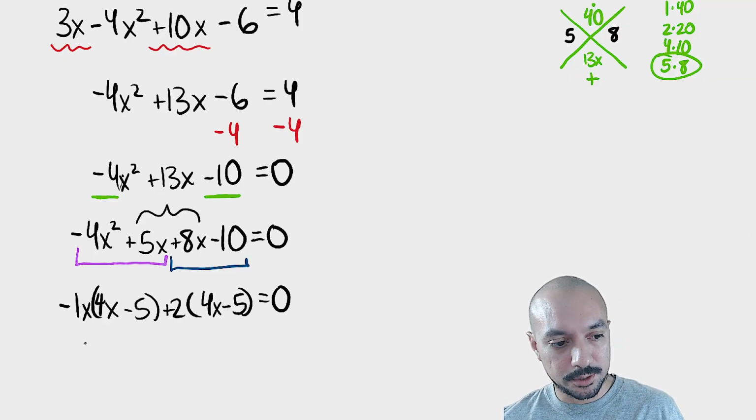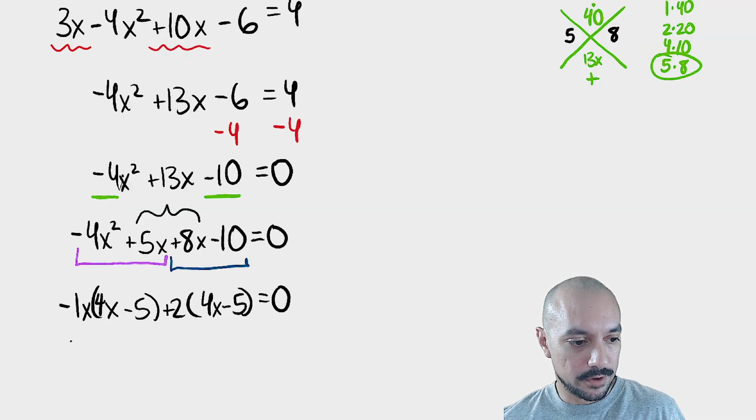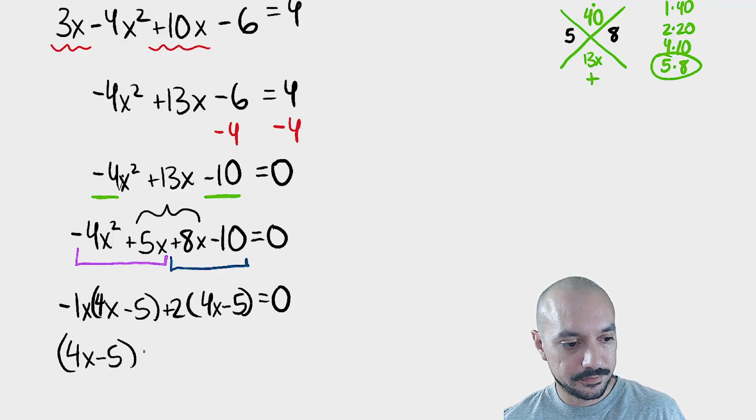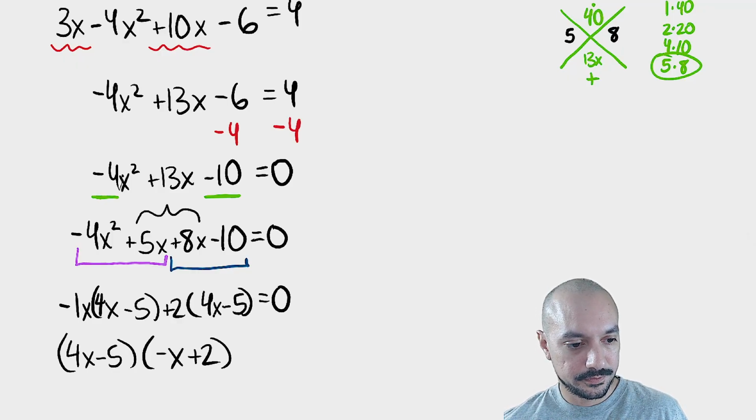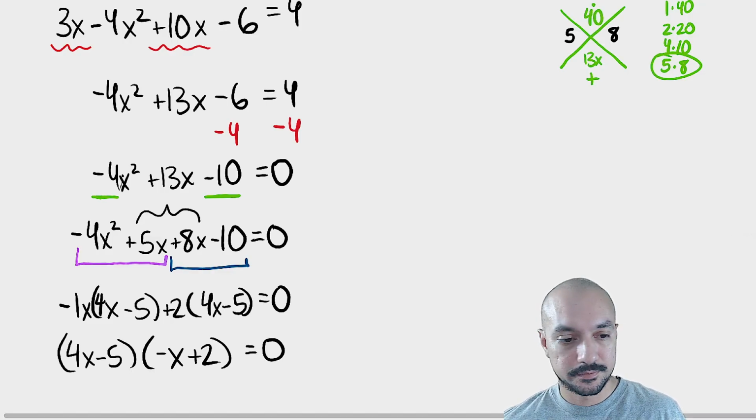This looks good. I'm going to factor one more time. I'm going to factor out the parentheses from both of these terms. Here are the two terms. So if I factor out the parentheses 4x minus 5, that leaves behind a -x plus 2. And all of that is equal to 0.